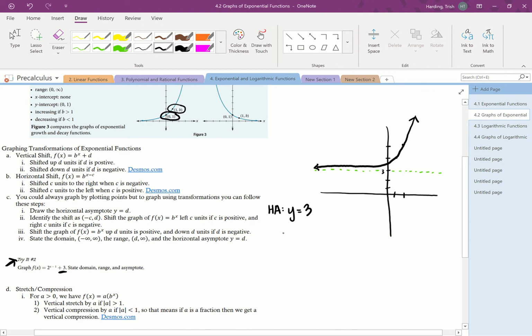The domain is going to be all real numbers. The range is going to be d to infinity. So over here, that is 3, and we will not include it, to infinity.